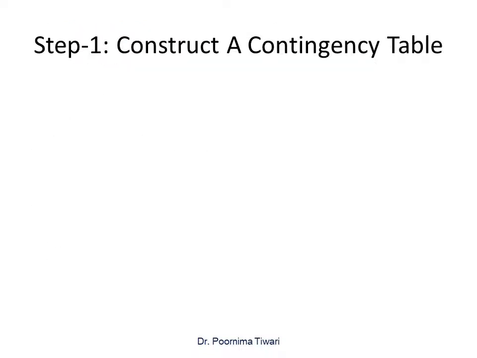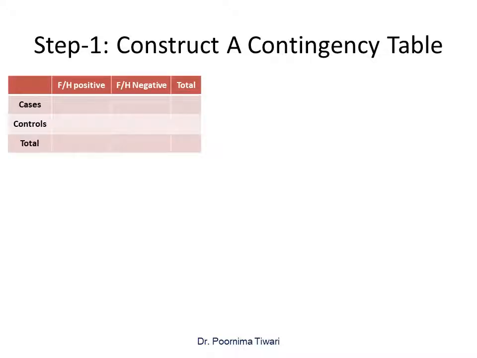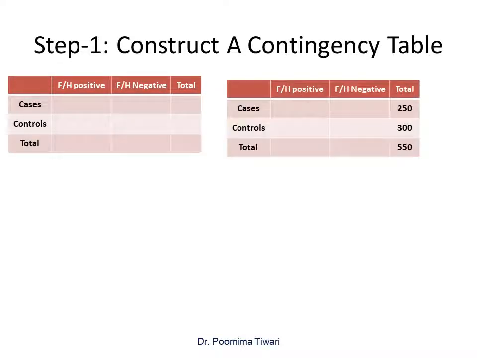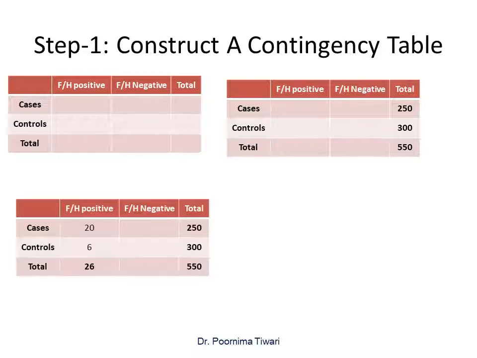Step 1 is construction of a contingency table. So this is a table. In the first row we enter cases, in the second row we enter controls. Now in the table we enter the totals. The total number of cases was 250 and the total number of controls was 300 and the total number of participants was 550, both cases and controls.